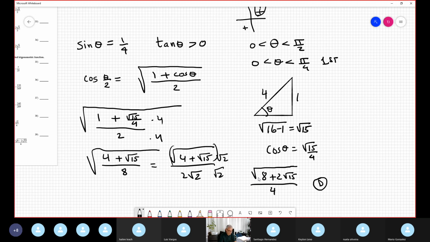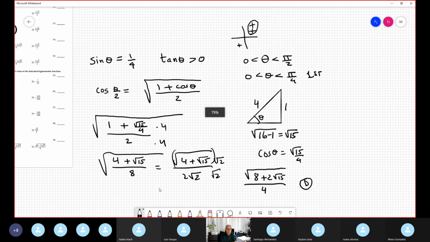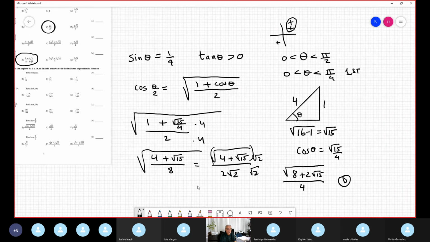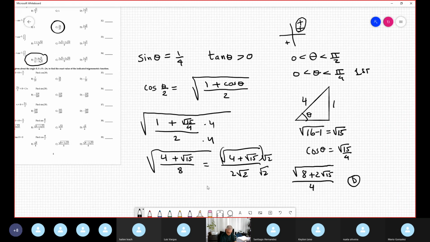D, no? Let me see. Oh, yes. No, it's C. It's C, not D. Let me fix it on my paper. It's not D, it's C. Okay, 40. It's 40, no? No, 30, 30. 40, 40. I have 40 back.